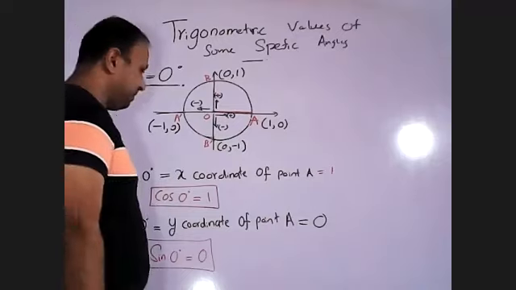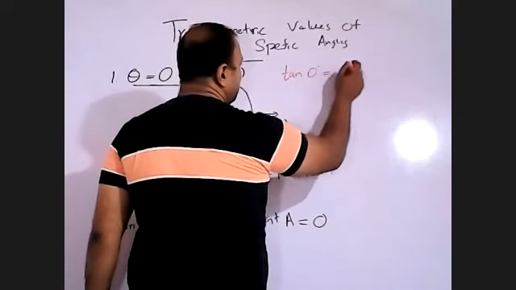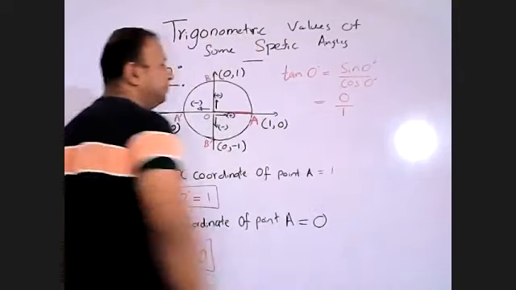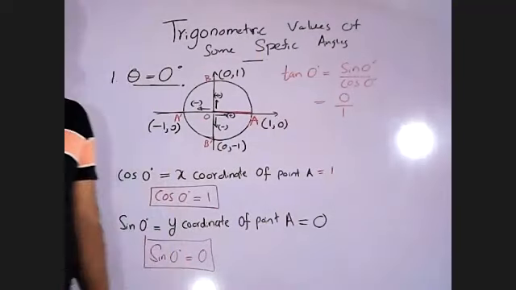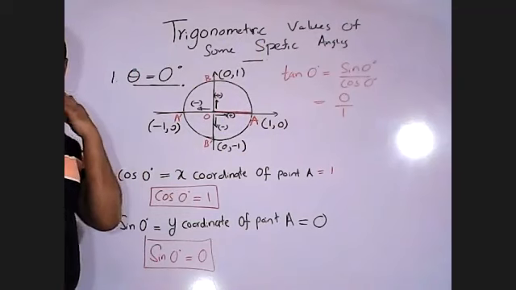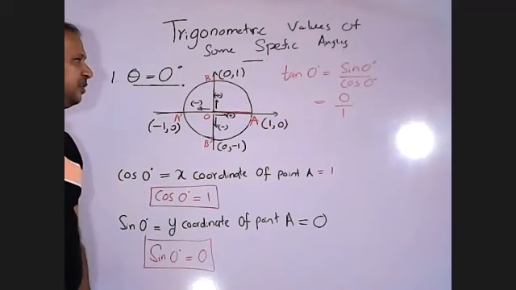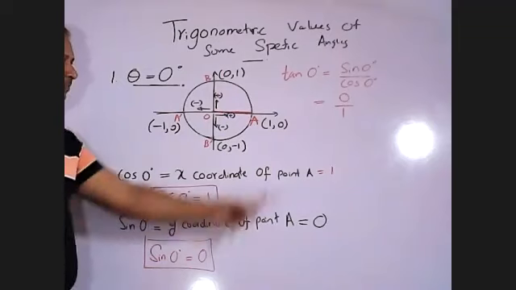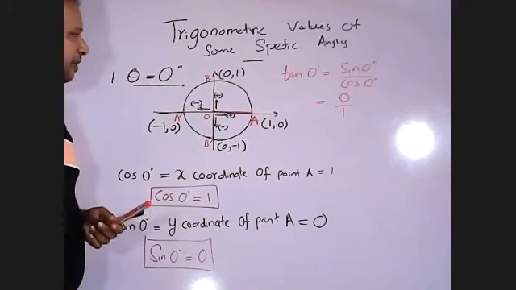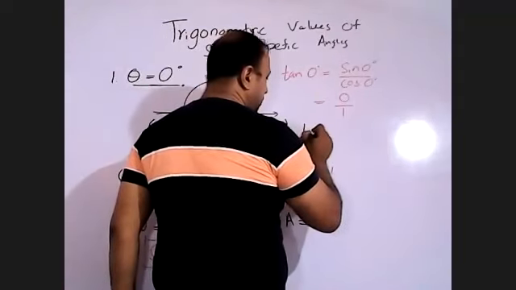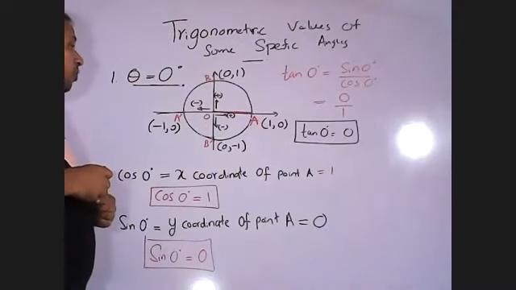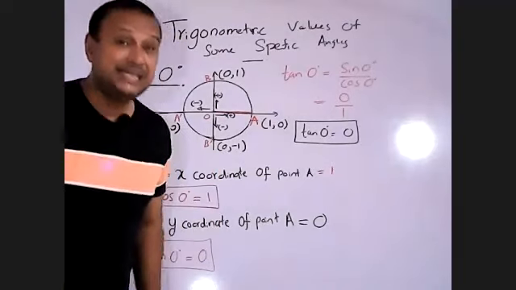Then tan 0 is sin 0 over cos 0. Sin 0 is 0, cos 0 is 1. So 0 over 1. What is the value of 0 over 1? Answer soon. 0, sir. Very good, 0. So tan 0 is equal to 0. Those are the values of sin, cos, tan for theta equals 0.